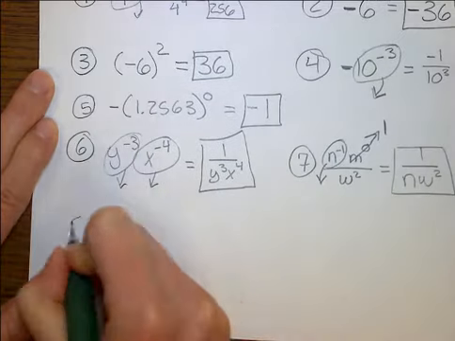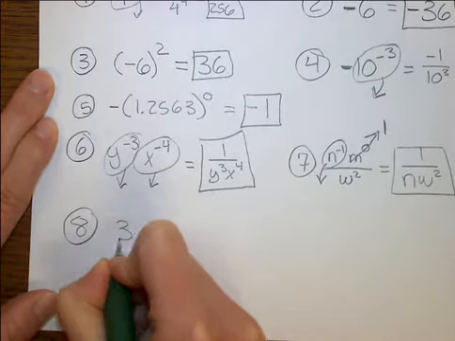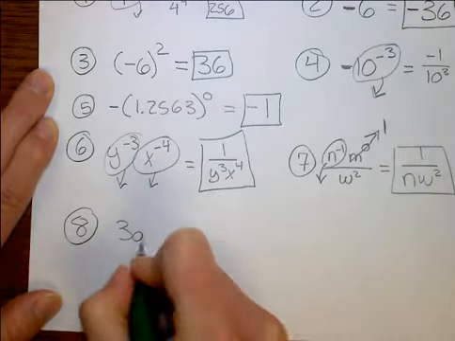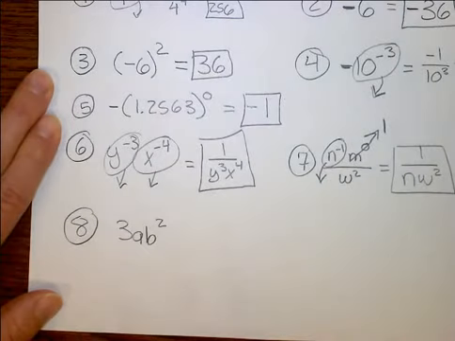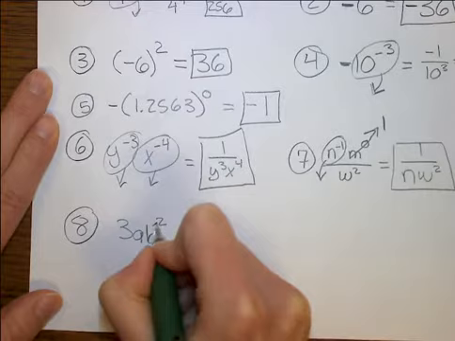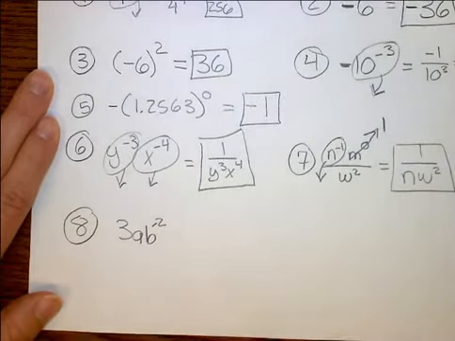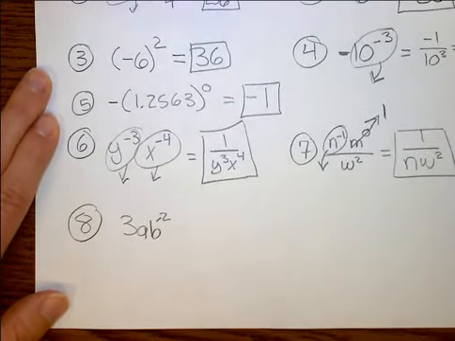Here's number 8. We have 3ab to the negative 2, sorry. So 3ab to the negative 2. Your whole goal in here is to get rid of negative exponents. So that's what you're looking for.